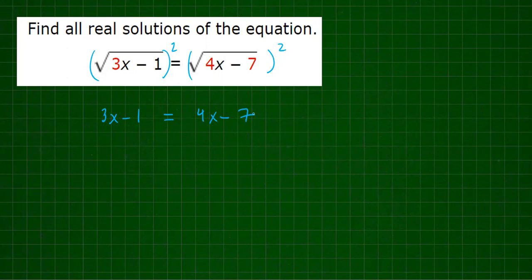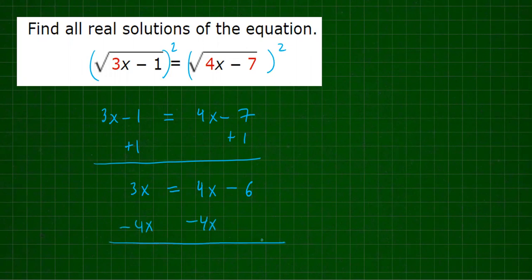And now we continue and start isolating for x. I'm going to add 1 to both sides. You can do it in any order you like. You could have added 7 first, so really up to you. If I do that, I will have 3x on the left side, and on the right-hand side, we're going to get 4x minus 6. Now I still want to isolate x, so I'm going to subtract 4x. If I do that, I will have 3x minus 4x, that would be negative x, and then we have negative 6 on the right side.